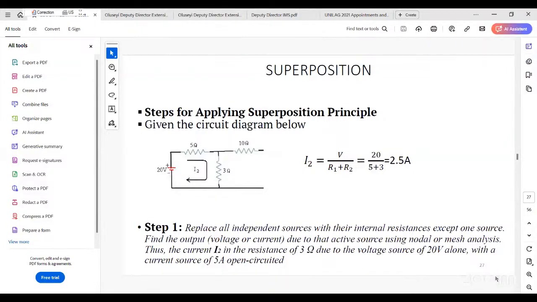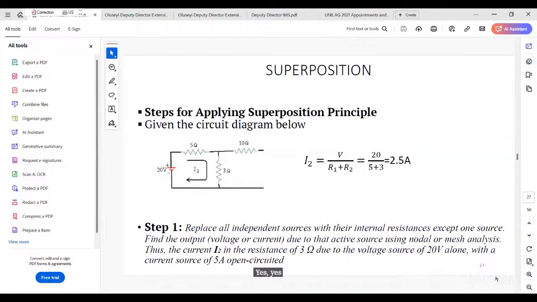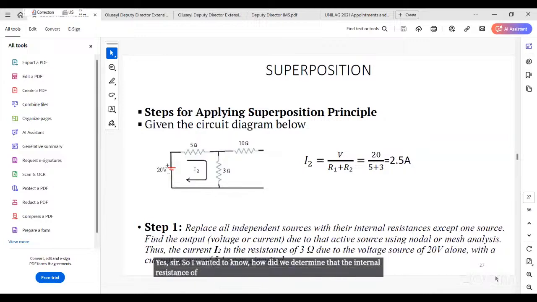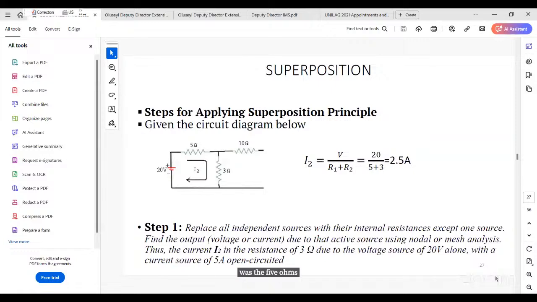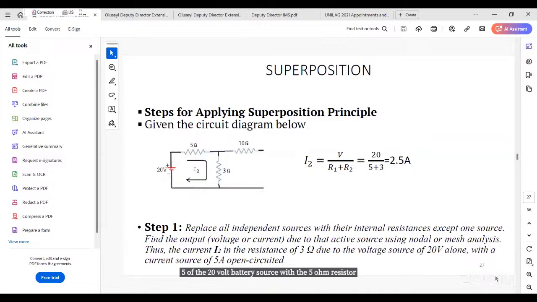First of all, Adebisi asked one of the questions that I wanted to ask, so that has been answered already. Are you convinced with what I've told you? Yes. Are you okay with the answer I've given? Yes, sir. So I wanted to know, how did we determine that the internal resistance of the 20 volt source was the 5 ohms resistor? Because in essence, that's not the definition of internal resistance. If you go to the next slide, you simply replaced the 20 volt battery source with the 5 ohm resistor. So I don't understand how you did that.